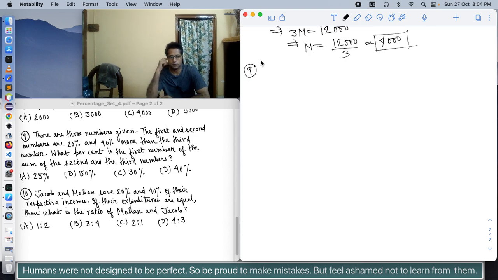There are three numbers given. The first and second numbers are 20% and 40% more than the third number. What percent is the first number of the sum of the second and the third numbers?